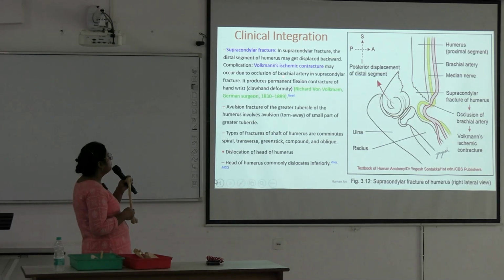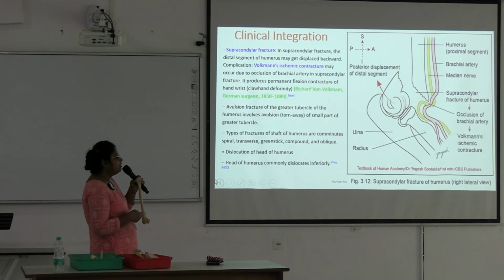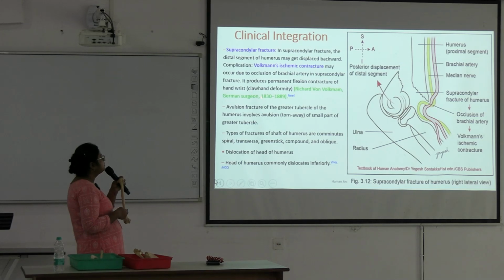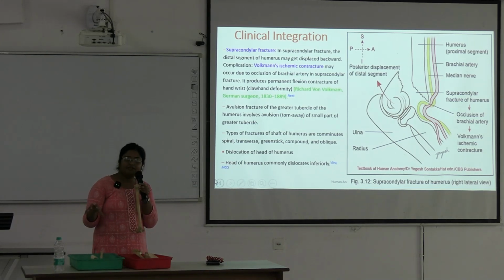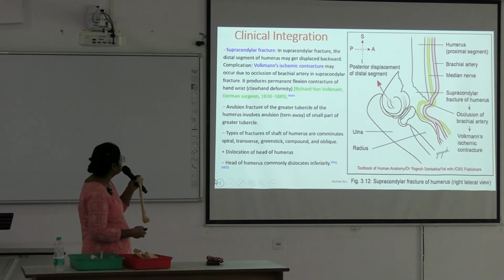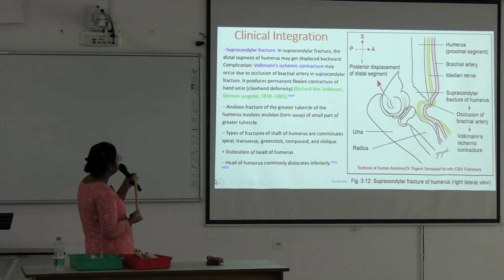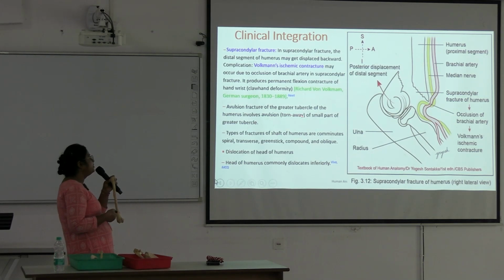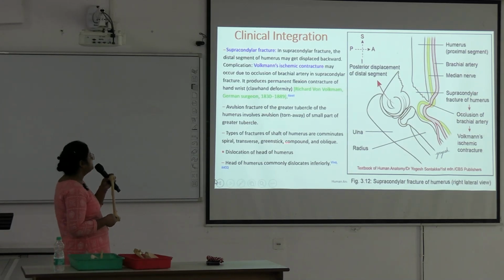So, Volkmann's ischemic contracture occurs. It may occur due to occlusion of brachial artery in supracondylar fracture, and it produces permanent flexion contracture of the hand and wrist, that is claw hand deformity. Like this, this is claw hand deformity. Okay, and also the forearm muscles will be fibrosed gradually. Avulsion fracture of the greater tubercle of the humerus involves avulsion and tearing away of a small part of greater tubercle. And a type of fracture of shaft of humerus is comminuted fracture.